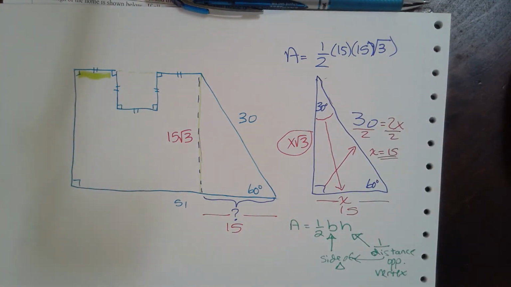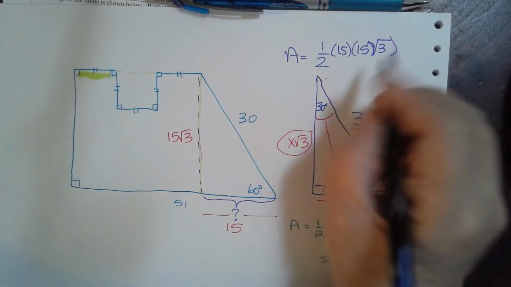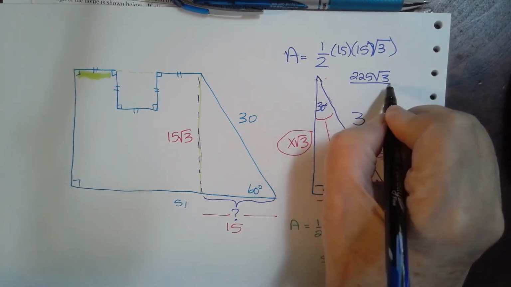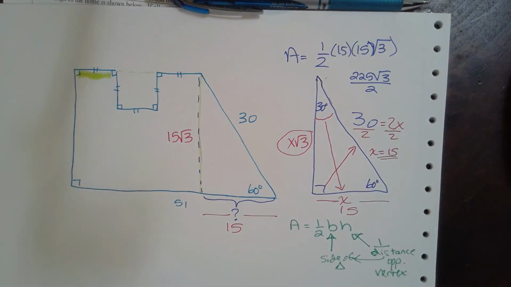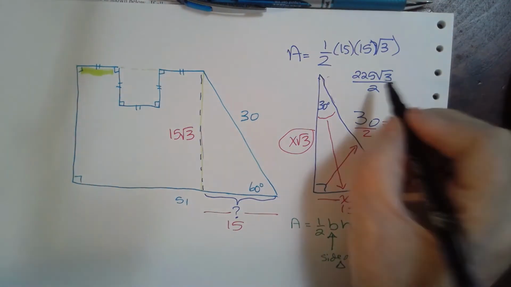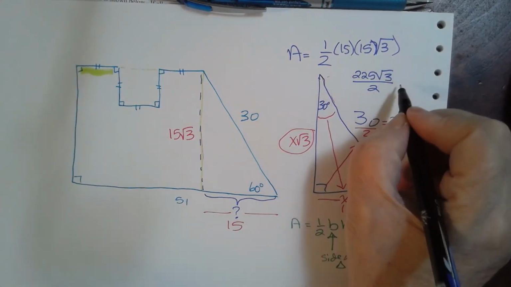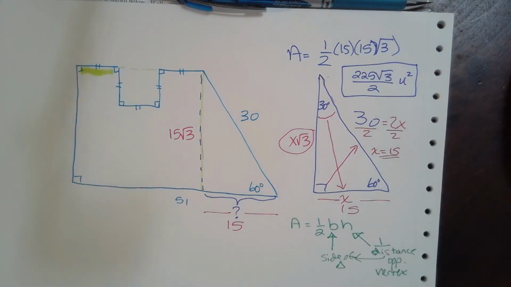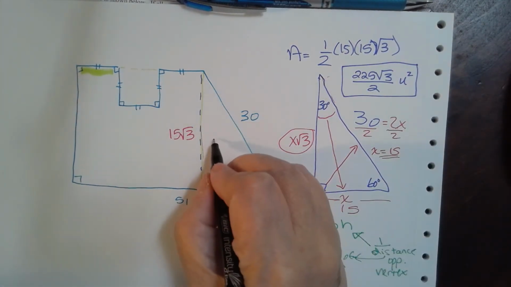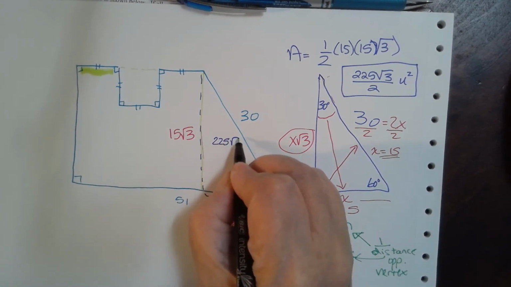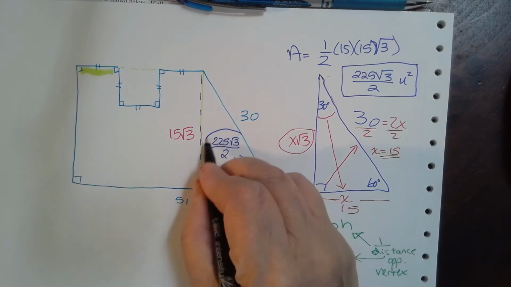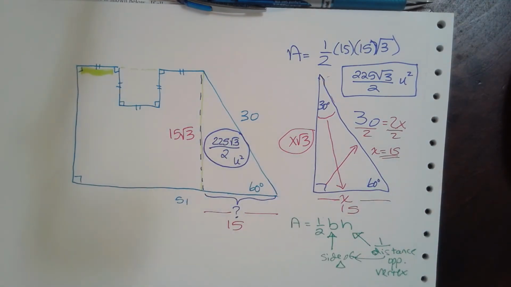All right? So if I multiply these together, 15 times 15 is 225, square roots of 3 divided by 2. Now I'm not going to calculate what that is as a decimal. You can if you wish, but right now I'm just going to leave it at that, and because it's an area, I know that the units are squared. So I have now found this area, 225 square roots of 3 over 2, and the units are squared. That's the area of this part of my shape.